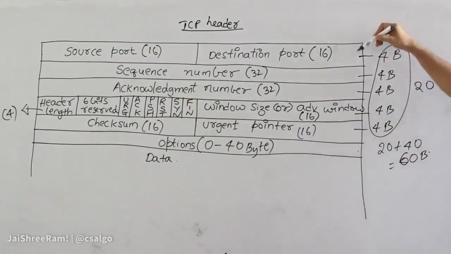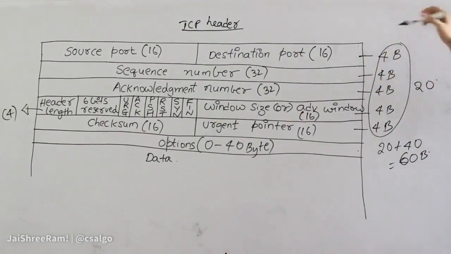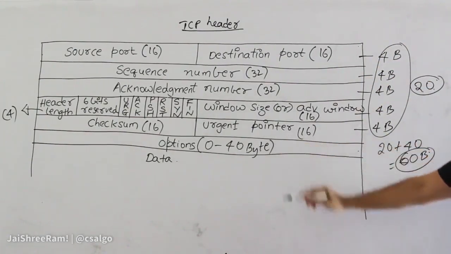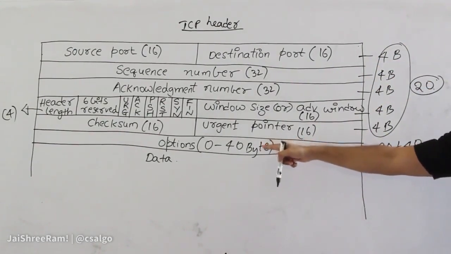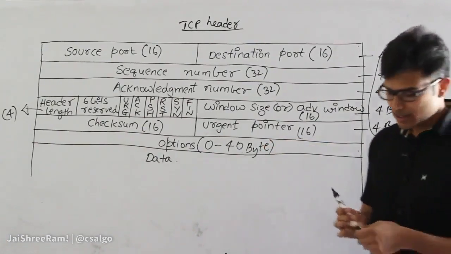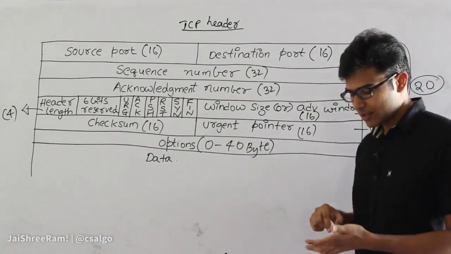Every header should definitely have these 5 rows. Therefore the minimum header size is 20 bytes, and for the maximum header size, I have to add 40. The options in the worst case can go up to 40 bytes. Therefore it is going to be 60 bytes. It is all about the header, and please write it down and keep it handy.